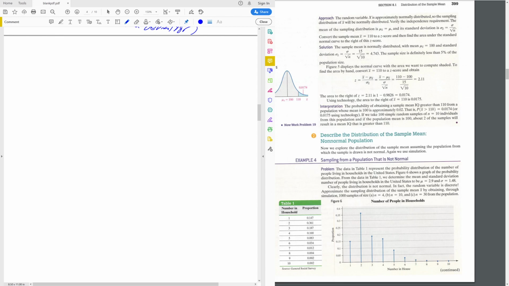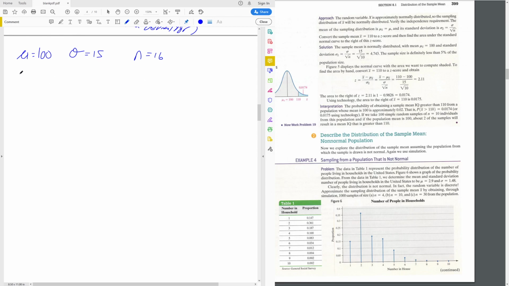Using the same numbers they have, let's say we have a population that has an average of 100 and a standard deviation of 15. And we're going to take a sample size of, let's say, 16. So we're sampling 16 people.